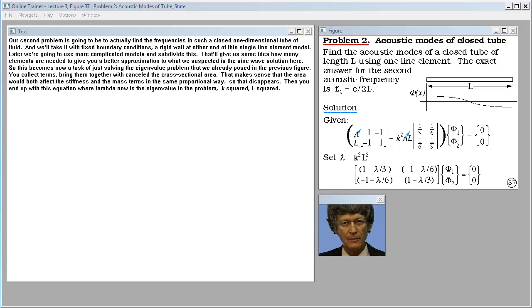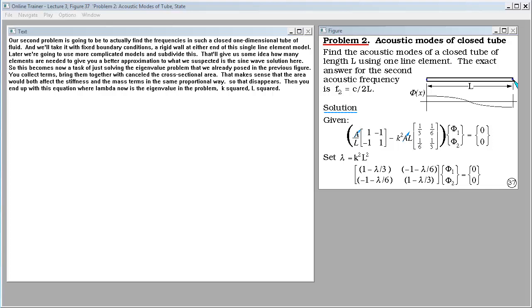Our second problem is going to be to actually find the frequencies in such a closed one-dimensional tube of fluid. And we'll take it with fixed boundary conditions, a rigid wall at either end of this single line element model. Later we're going to use more complicated models and subdivide this.